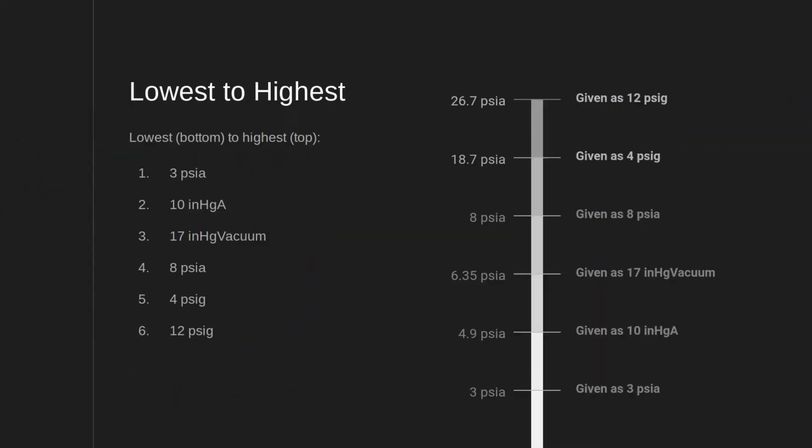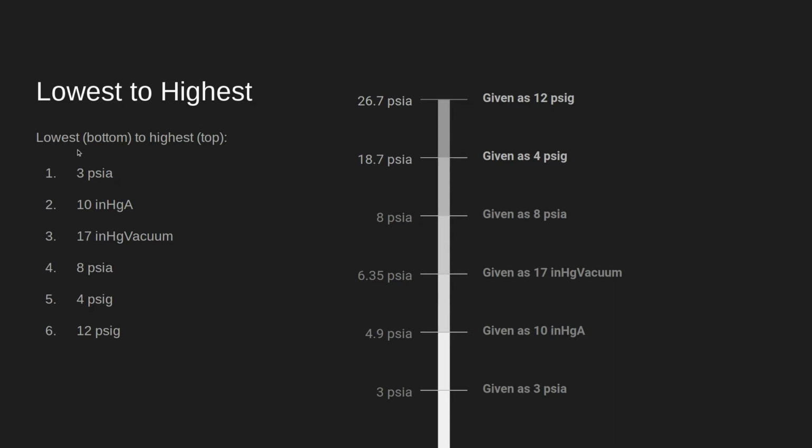So there's our order. From the bottom to the top, the lowest to highest, we have 3 psia, 10 inches mercury absolute, 17 inches of mercury vacuum, 8 psia, 4 psig, and 12 psig. You can see it both as the converted units here on the left of this vertical timeline and as the original units on the right of the vertical timeline.